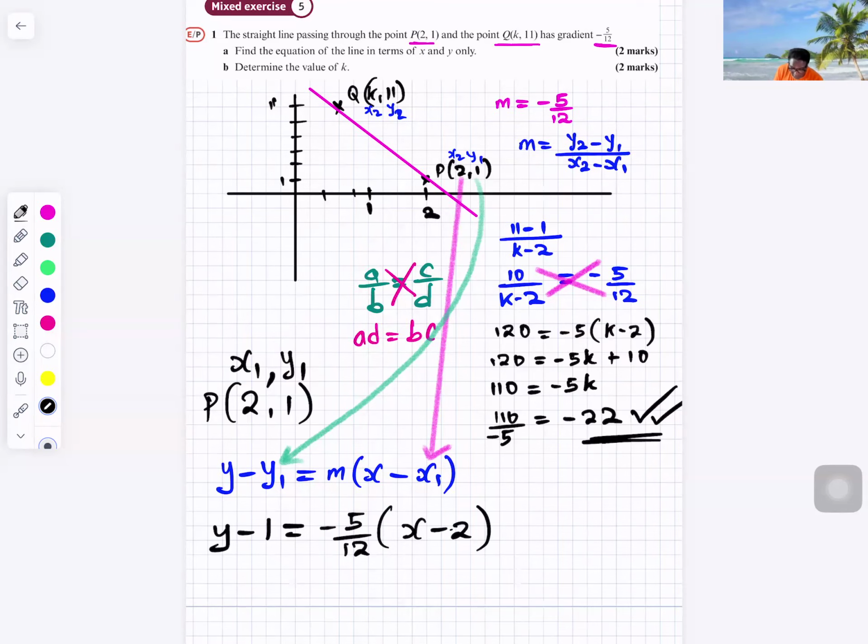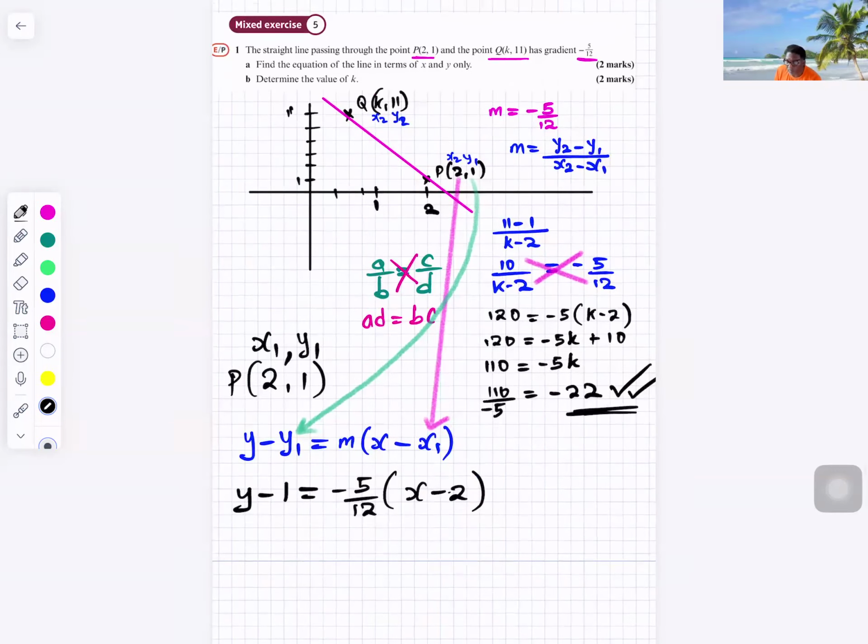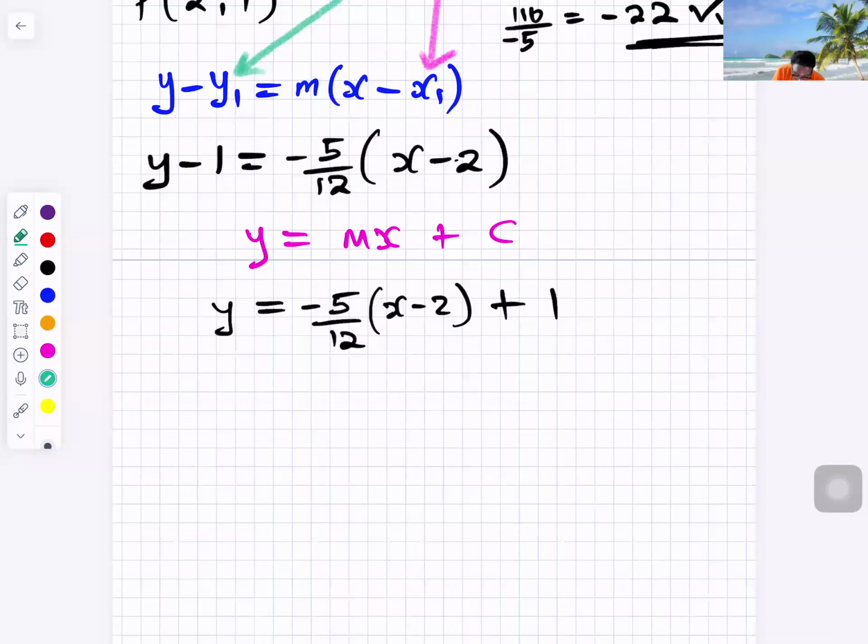Do you know how to rearrange this to get y in terms of x, to make y the subject? Yeah. Okay, go ahead and do that. What you have done, you've taken the minus 1 to the right and added on, which is part of the simplification, but you haven't completely simplified it. To completely simplify it, you will have to remove the bracket. You do minus 5 over 12 times x, and then minus 5 over 12 times minus 2, and then plus the 1.